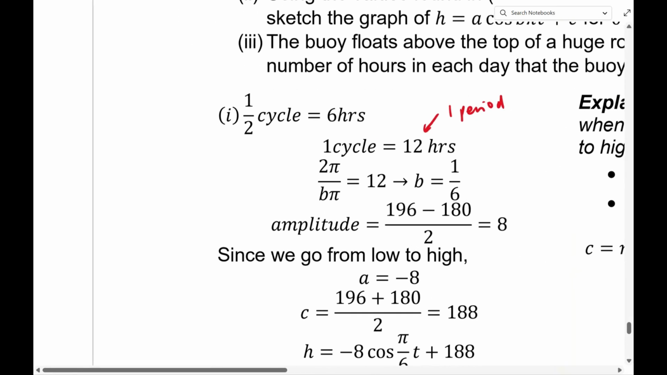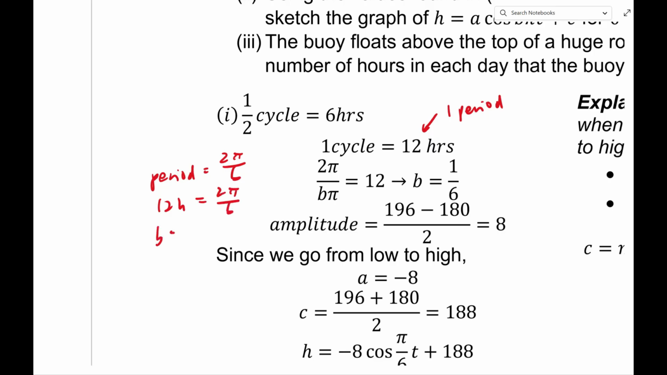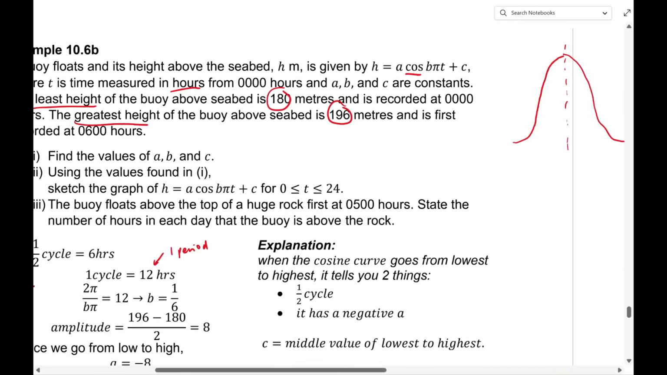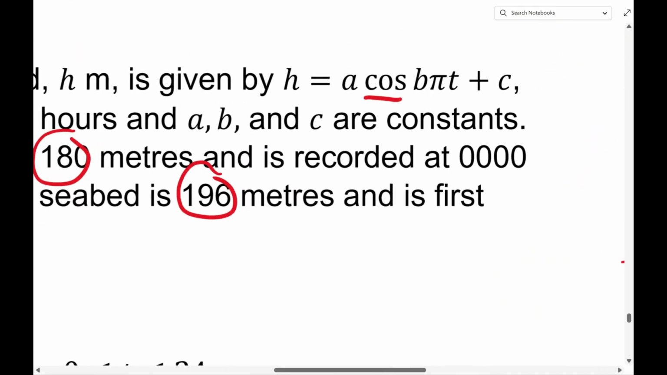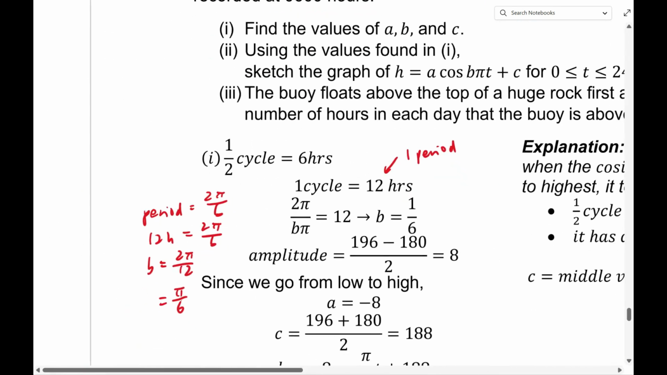Now, plugging it back to our formula, period equals 2 pi over b. So 12 hours equals 2 pi over b, and b equals 2 pi over 12, which is pi over 6. However, the question already specified that the expression of h has a pi here. Therefore, b is just pi over 6 divided by pi, so you just get 1 over 6.